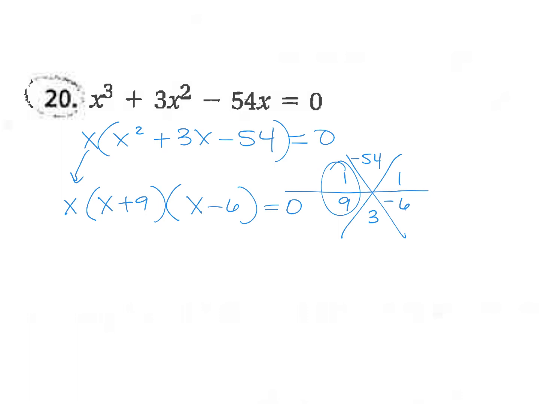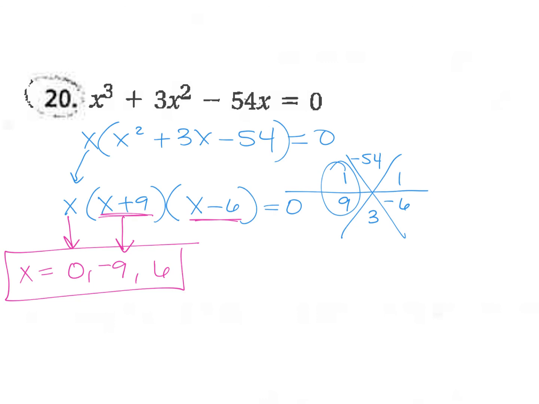Something that some of you did on the test was you forgot to solve it. So you factored it. You got to here. But then you didn't solve it. Solving means I want to know what does x equal. So what you do is x equals 0 for that one. What about for this one? -9 and +6.